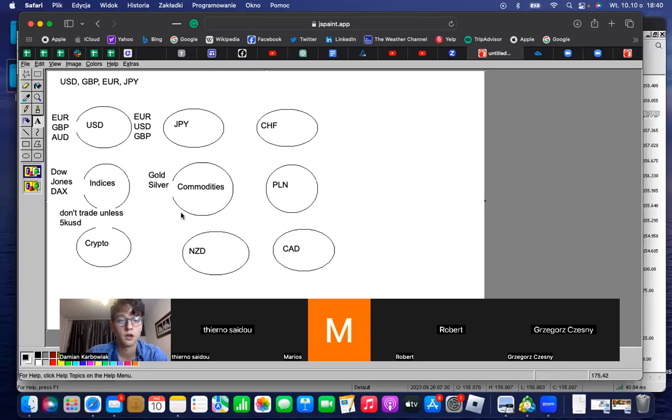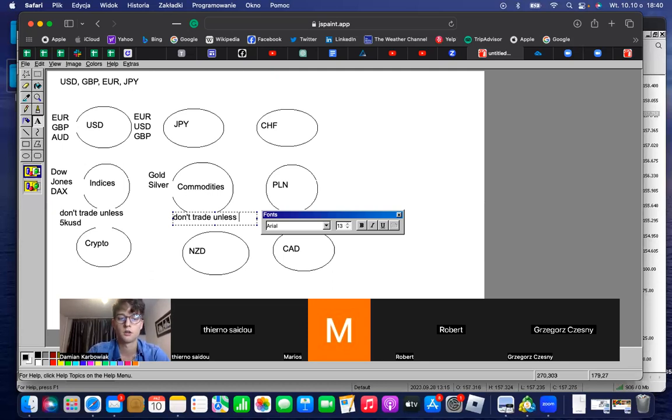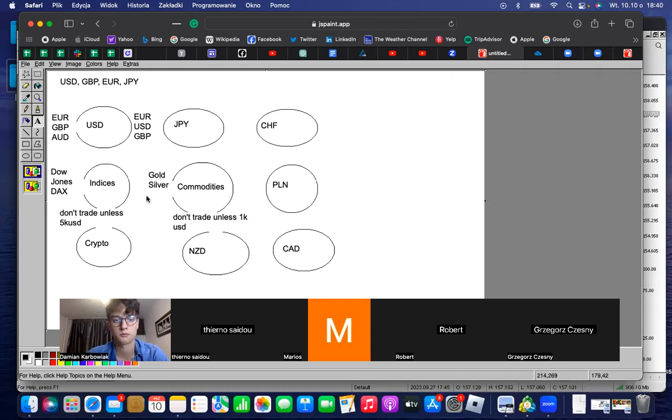Commodities, again, are not as fast as indices, but still pretty fast. So here, don't trade unless 1K USD. Again, at the end of the day, you can do whatever you want, but this is the same reason. We don't want you to lose your deposit because it's quite a fast market. It's not as big with the candles, but at first, the good choice would be Forex pairs. Any Forex pair, that is quite a big one.